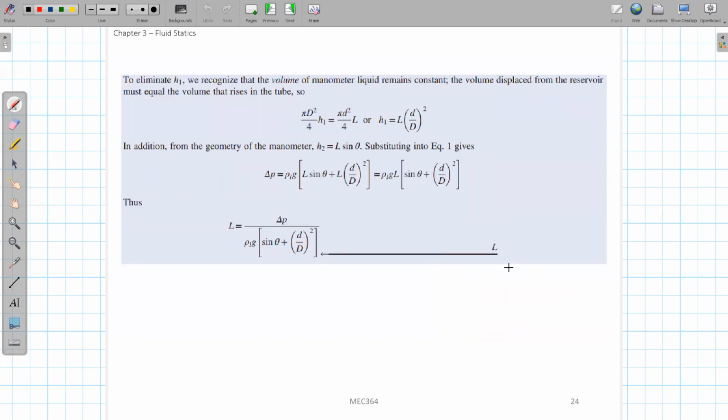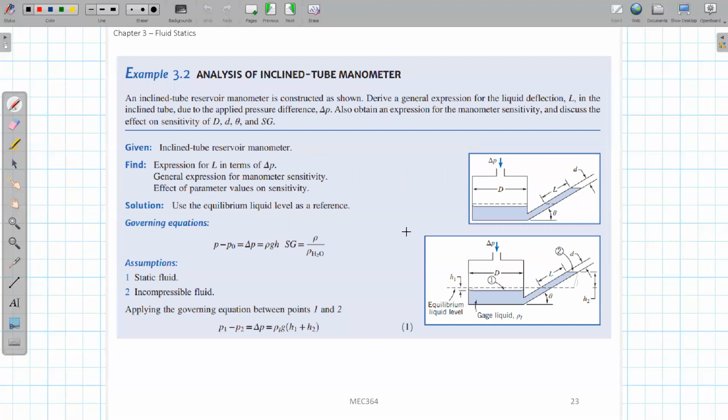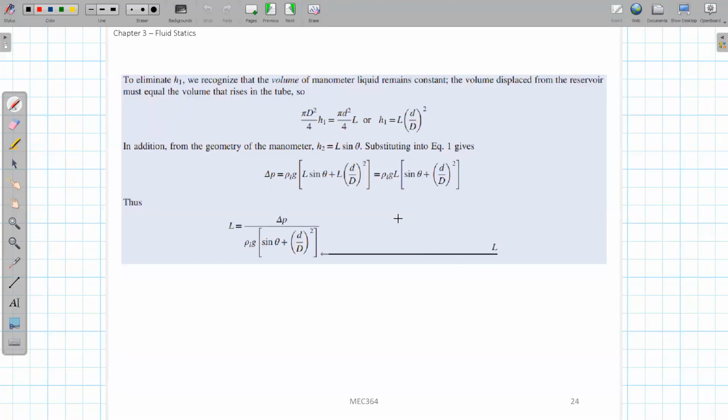By doing this mass conservation, this is the mass pushed out of the tank, and this is the mass added to the tube. This way, we can quickly calculate what the H1 value will be, and after we find H1, we can put it back into this equation, rho g times (H1 plus H2), where H2 equals L times sin theta.